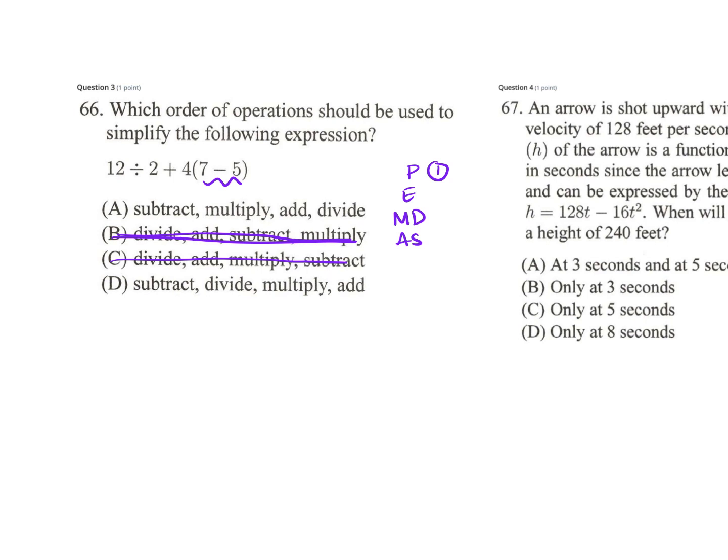Then we would go to exponents. We don't have any exponents. So next up would be multiply and divide, and we need to do that left to right. So I see divide first, and then I see multiply, so that's going to be option D. Last step would be the addition, which follows in option D as well.